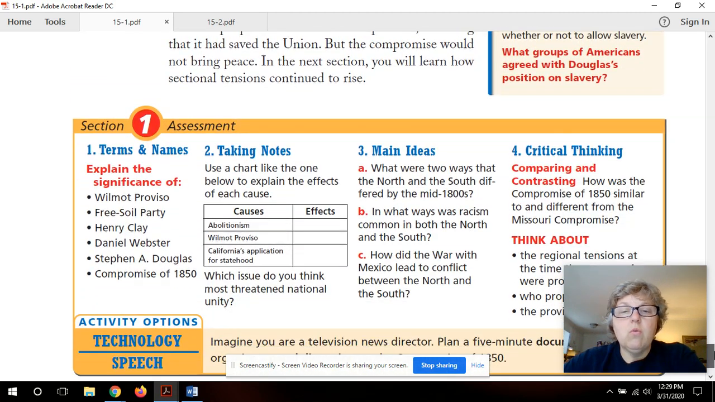Now, here are the questions. I will be putting these in the doc again for you. And what you're going to be doing is answering the questions here, the main idea questions, these right here, A, B, C, and the critical thinking question number 4. But they will be on a doc in Google Classroom that you need to open up.